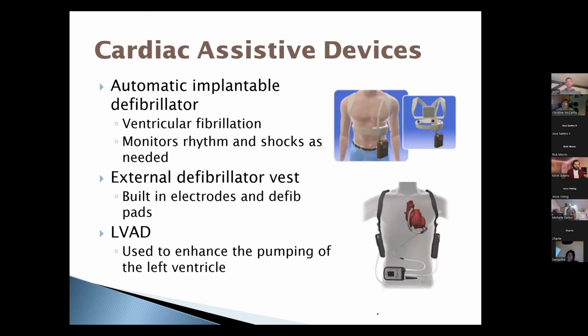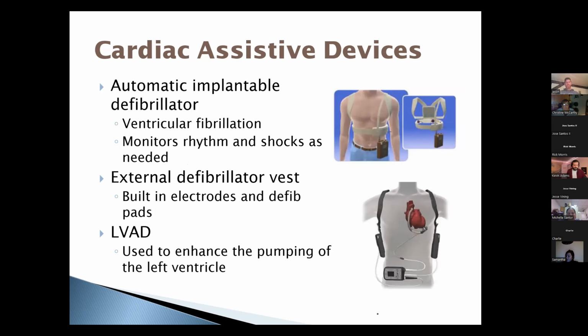Other assisted devices include an implantable defibrillator. Somebody actually wears, similar to a pacemaker, a device that will shock them if it registers they go into a shockable rhythm. Essentially, they go into cardiac arrest and it will shock them back. Sometimes they can have external defibrillator vests, but nowadays, most of the time, it's an internal one.